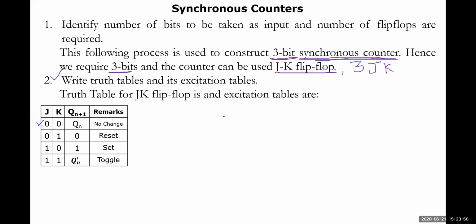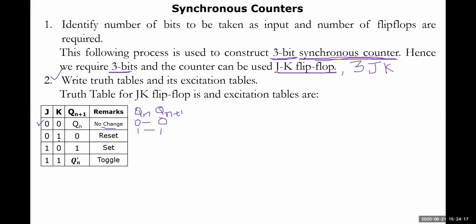If it is 1, for example, if previously it has been 0, 0 will be continued as the next state. So Qn is 0, and Qn plus 1 also will be equal to 0. And if Qn is 1, there is no change, the next state is also 1. That is the meaning of no change. Now J will be equal to 0 and K will be equal to 1.